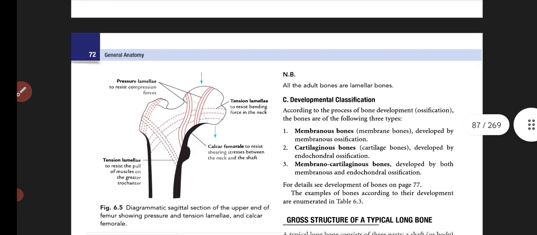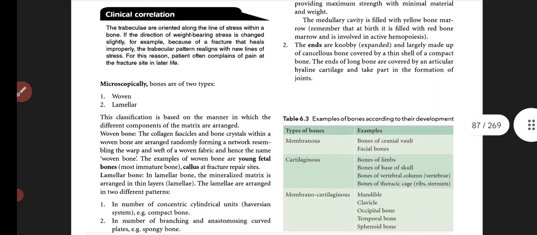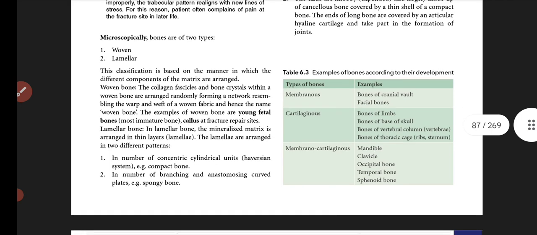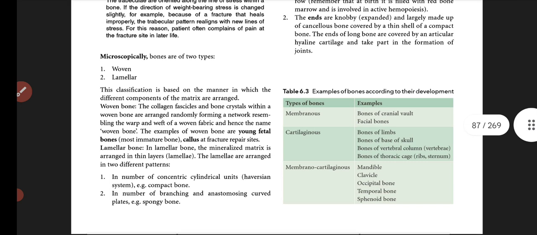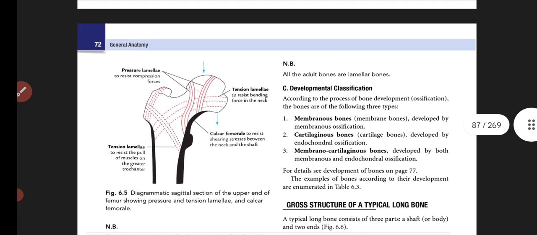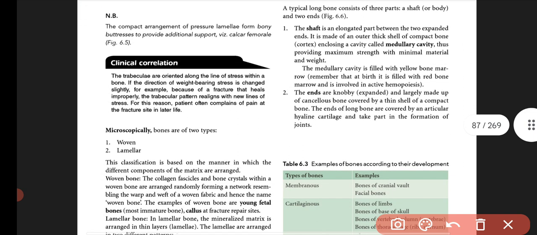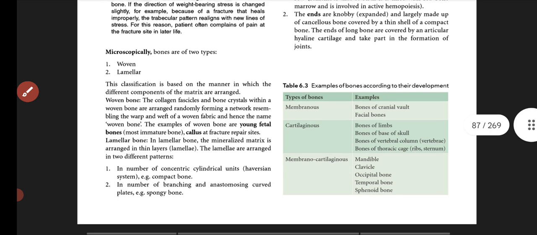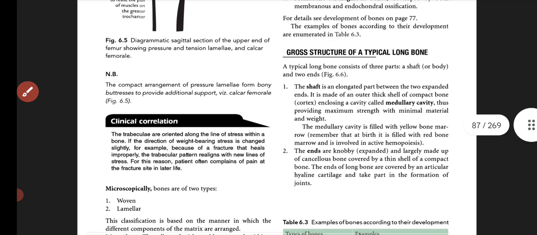And next, these are the microscopical classification and macroscopical classification too. Now the microscopical classification is the woven and laminar system. Woven and laminar system. Okay.